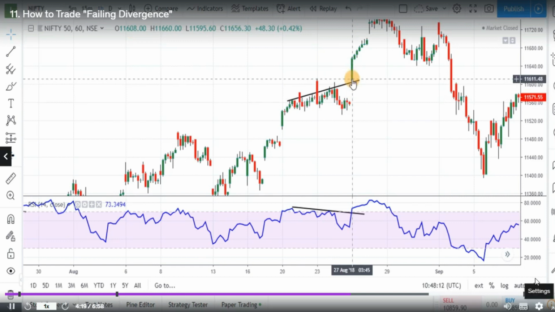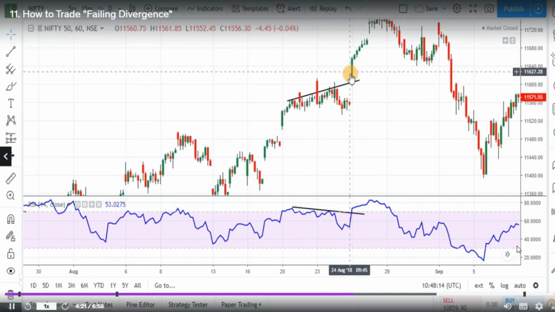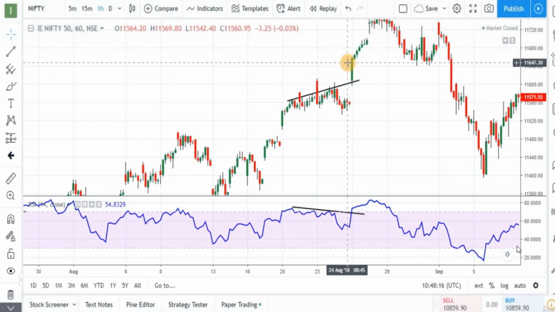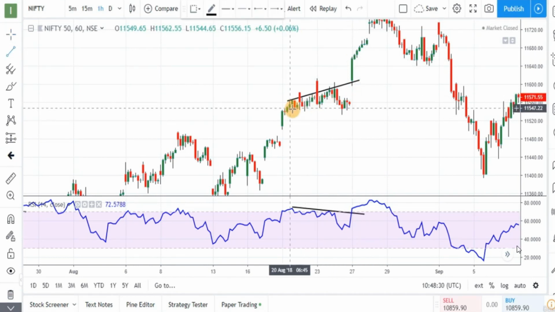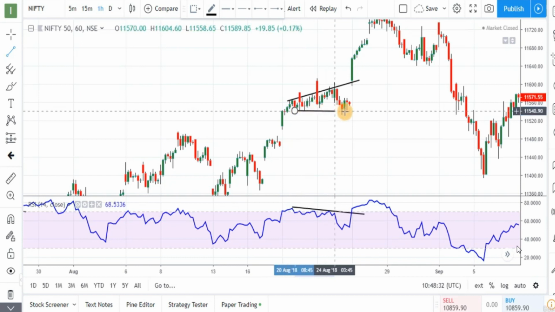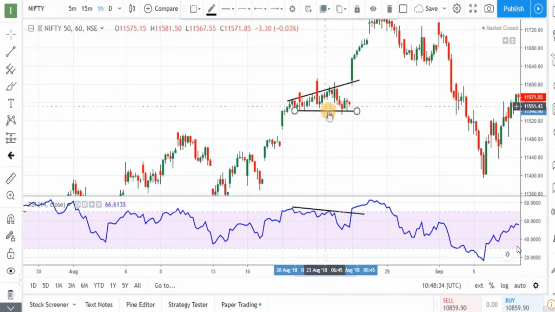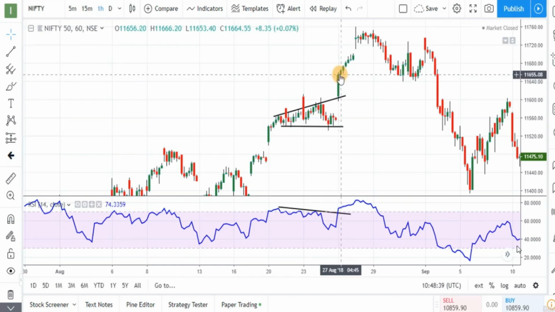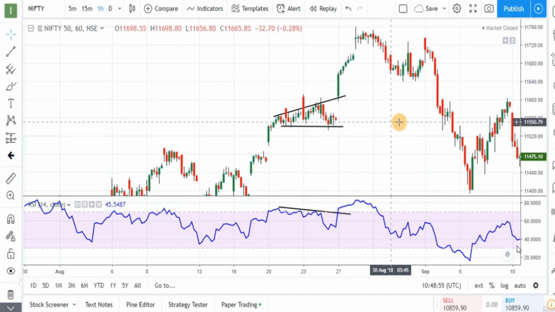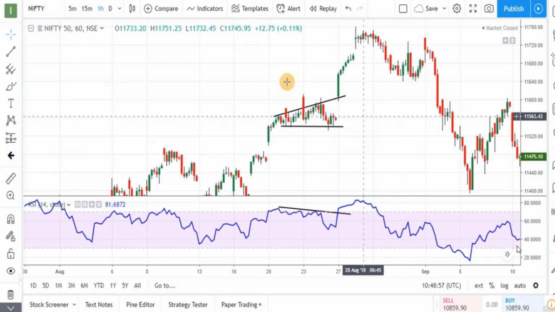This is a gap up opening and this is a very long green candle. It means momentum is very high. We can make our buying position here, and the stop loss level should be the support level. This is the support level where these candles are taking support, and our entry position is the opening of this candle. Failing divergence can be found in all the time frames.